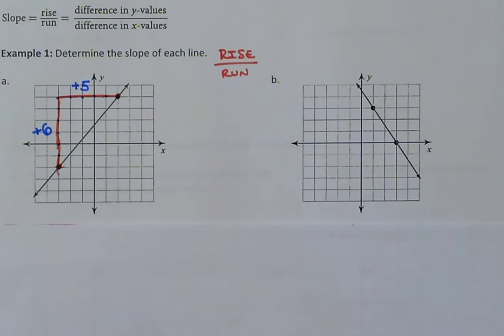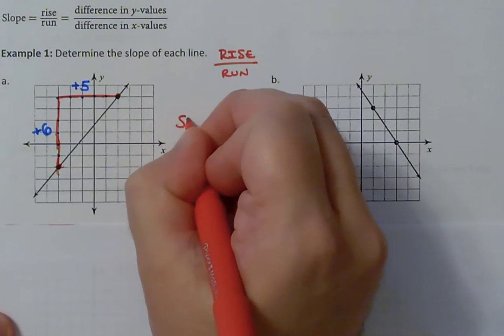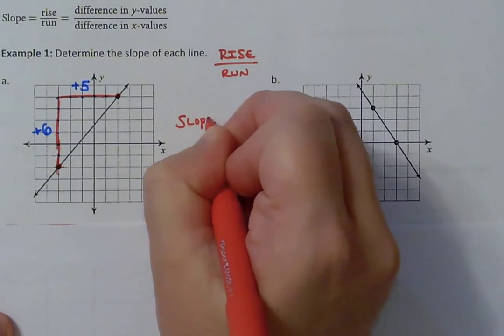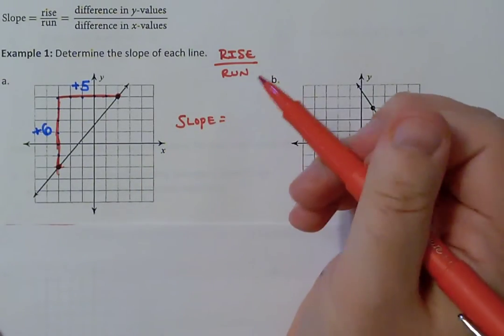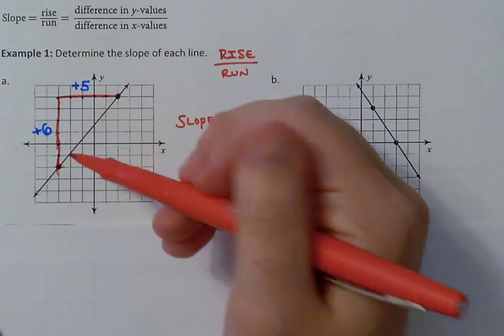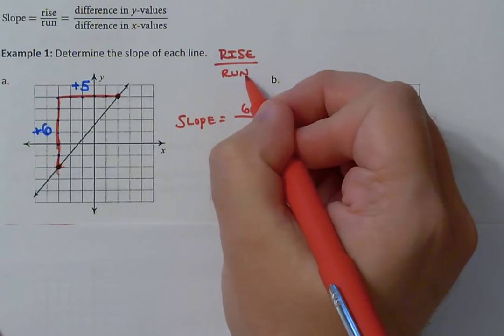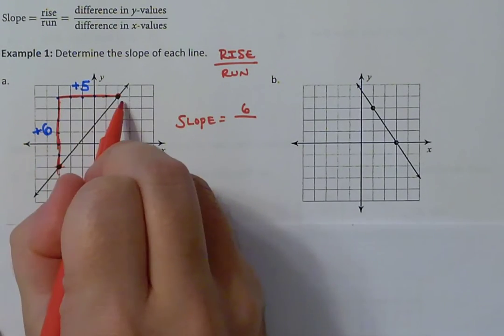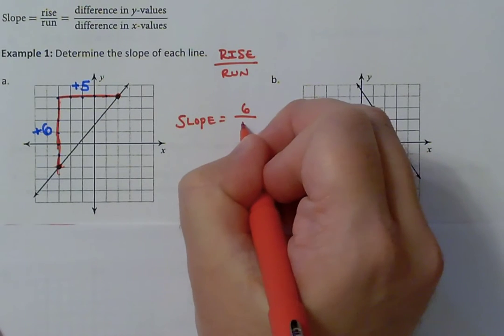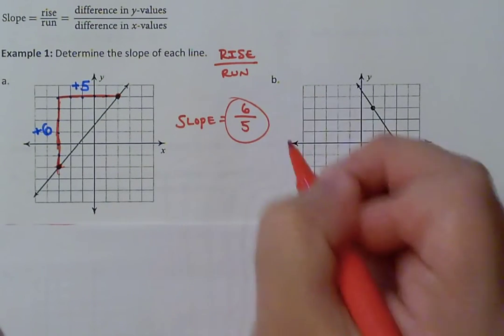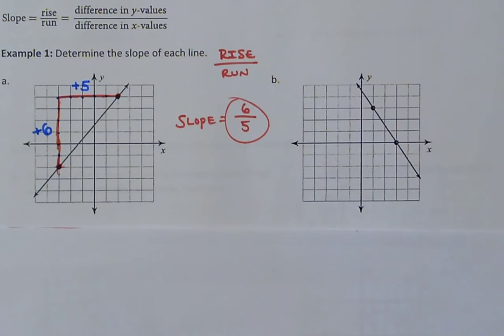So for my slope, remember slope is rise over run. So how much did I rise by? Well, I went up by positive 6. And how much did I run by? I went to the right 5. So that means my slope is 6 over 5.